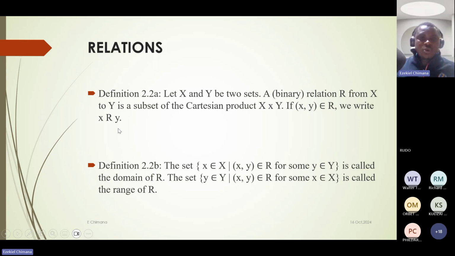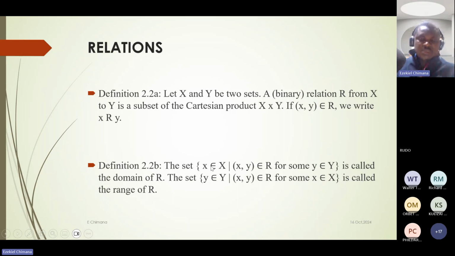So guys, we've done the cross product, the Cartesian product between two sets. And we found out that when you're doing the cross product, you match the first elements with those in the second set. So when I talk about a relation, we're just talking about a subset of all the pairs that we get when doing the cross product. So this is another definition.